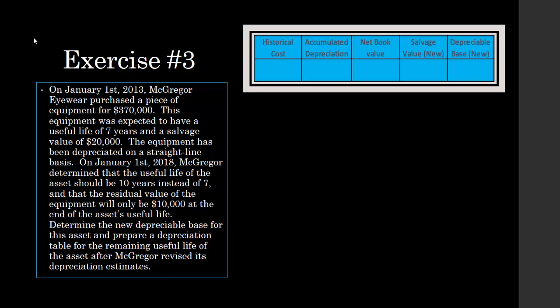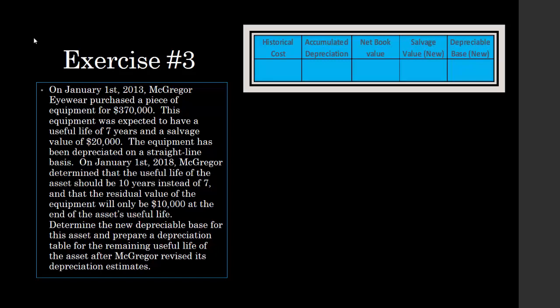That's what's happening here with McGregor Eyewear. See, on January 1st of 2013, they purchased a piece of equipment, and this equipment cost them $370,000. At the time of purchase, their guess was it was going to have a useful life of 7 years and a salvage value of $20,000. They've been depreciating it using the straight line basis.